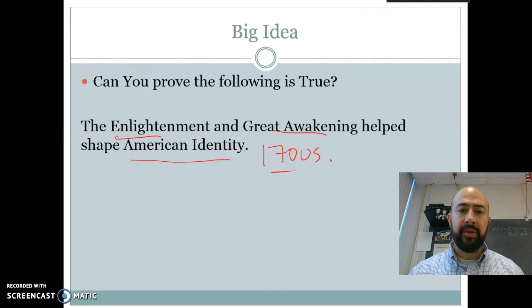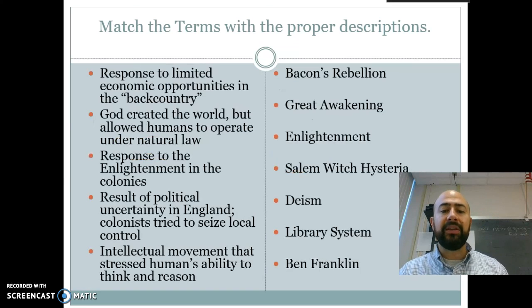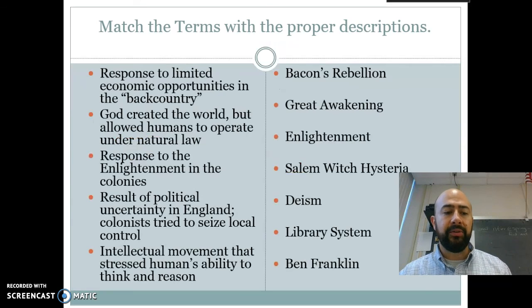And then if you want to go on to the PowerPoint, if you've printed it out and you have it in front of you, take a look at some of these key terms that I talked about in the last two lectures and see if you can match them with their proper descriptions. Again, this is a little bit of basic knowledge, something we need a little bit of practice with. So take a few moments and see if you can do that. So two things. Can you prove that this is true? Write down some ideas related to the Enlightenment, Great Awakening, shaping American identity, and do a little practice with basic knowledge. And we'll see you in class.